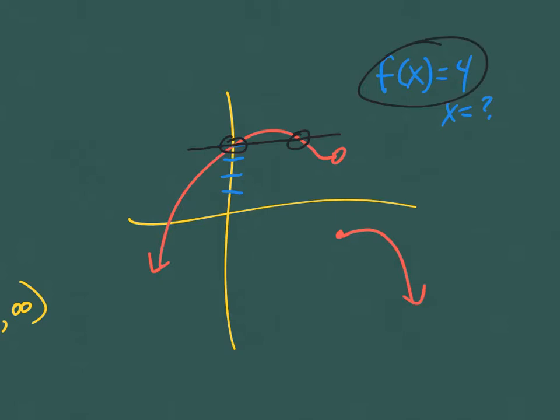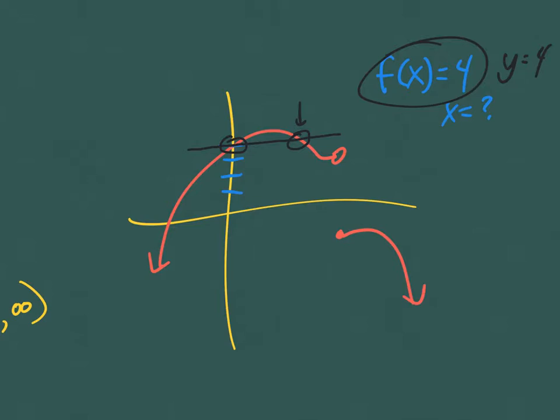f of x equals 4 is really like y equals 4. That is a line. And you draw the line on there and you'll see, ooh, looks like it's hitting twice. Now, I never called that point out because I was on purpose trying to make you not notice it. But that happens all the time.